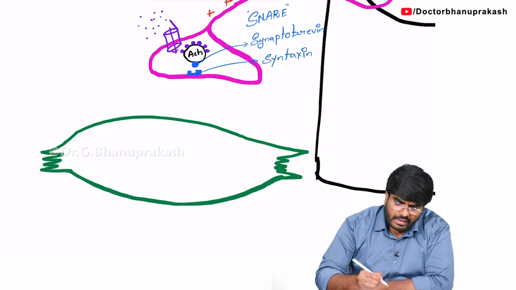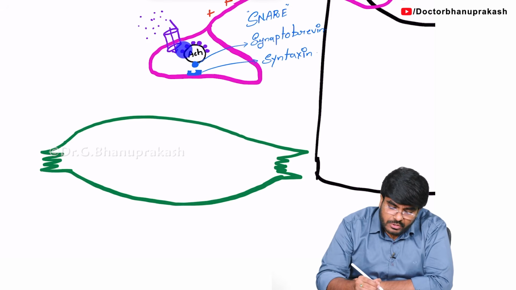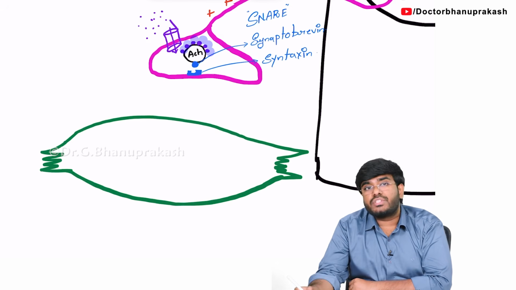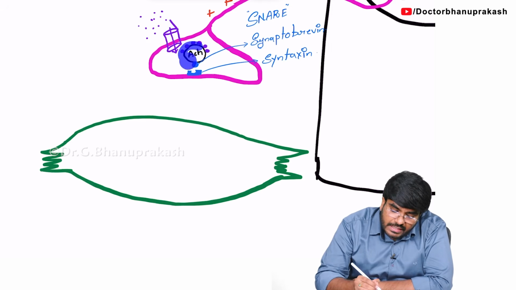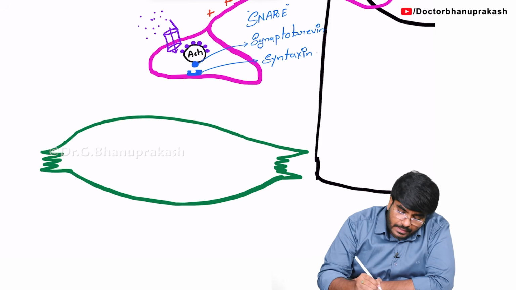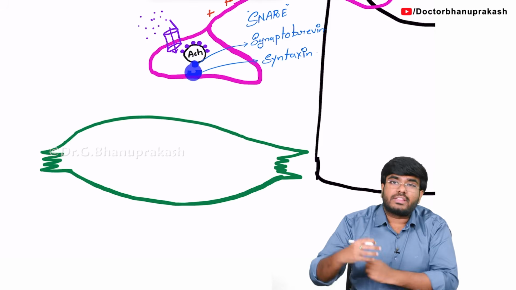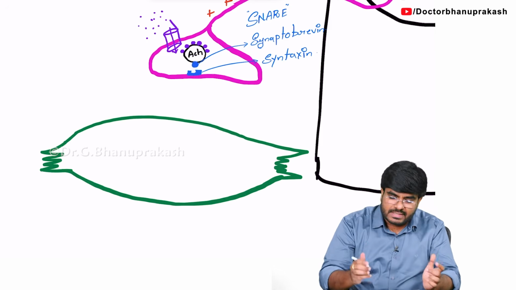Guys, whenever calcium comes into the nerve terminal, the calcium is going to bind with the vesicles which contain the acetylcholine. Now, this vesicle is actually going to move so that the synaptobrevin is going to come and dock with, and interlock with, syntaxin.